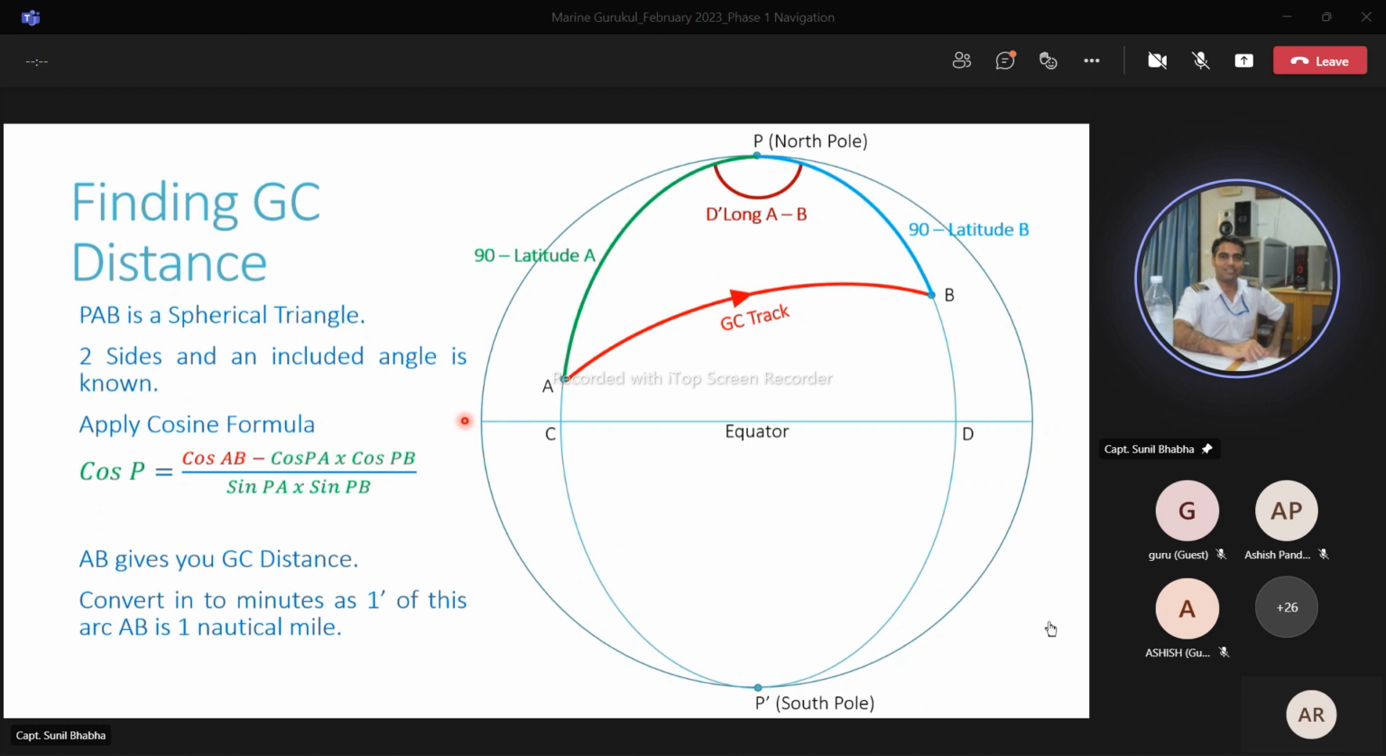So this gives us the answer to the first part of the question. What is the great circle distance between A and B? So you see, it's very, very simple. It's a single application of the cosine formula.